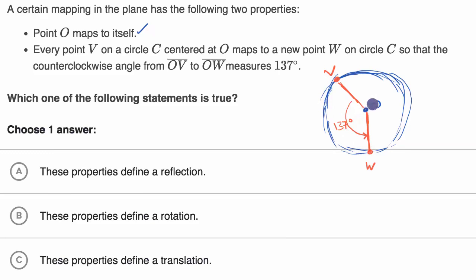So this right over here is clearly a rotation. Sometimes reading this language at first is a little bit daunting. It was a little bit daunting to me when I first read it. But when you break it down and try to visualize what's going on, you'll say, okay, well, they're just taking point V and rotating it by 137 degrees around point O. And so this would be a rotation. Let's do one more example.